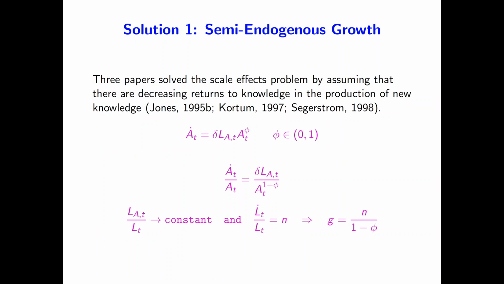Now, there was this one solution, and it is called semi-endogenous growth. So in the mid-90s, there were three important papers, one actually published by Charles Jones himself in 1995, and then there are Samuel Kortum's 1997 model and Segerstrom's 1998 model. These papers basically assume that there are actually decreasing returns to knowledge in the production of new knowledge.